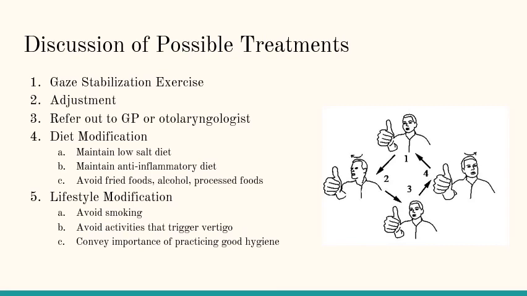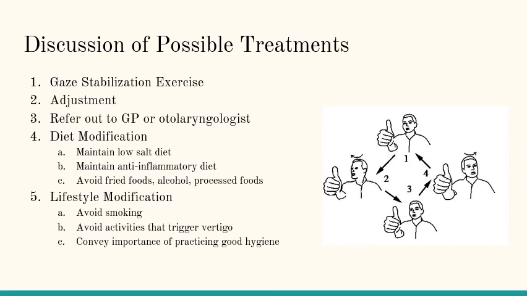For diet modification, we would recommend a low-salt diet for the patient, as excessive sodium intake is known to disrupt vestibular homeostasis. The patient should also maintain anti-inflammatory diet consisting of plenty of water, antioxidants, and micronutrients. Sufficient vitamin B, C, zinc, magnesium can also help restore nerve damage and improve blood circulation, which then reduce inner ear pressure due to fluid buildup.